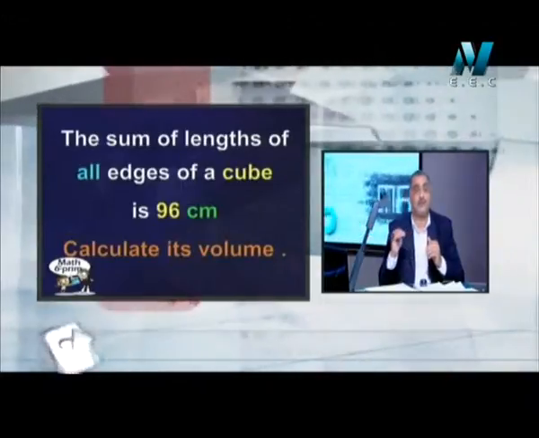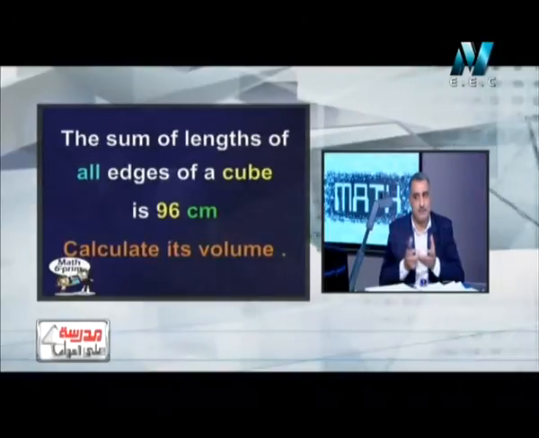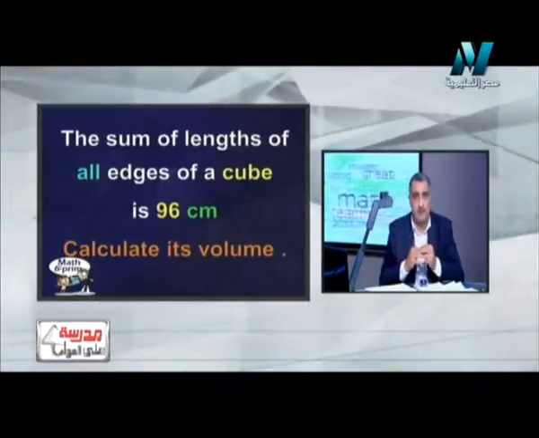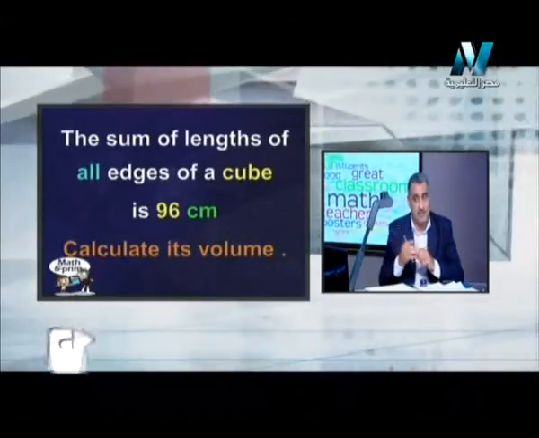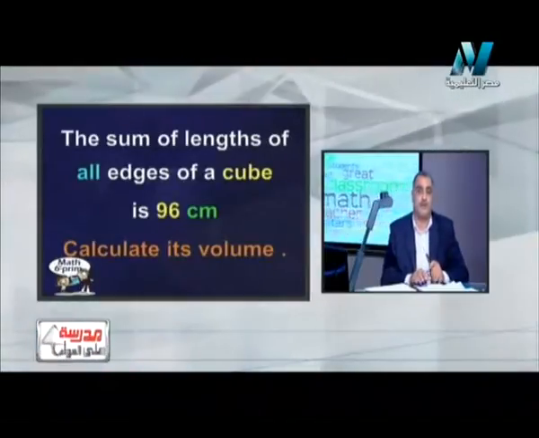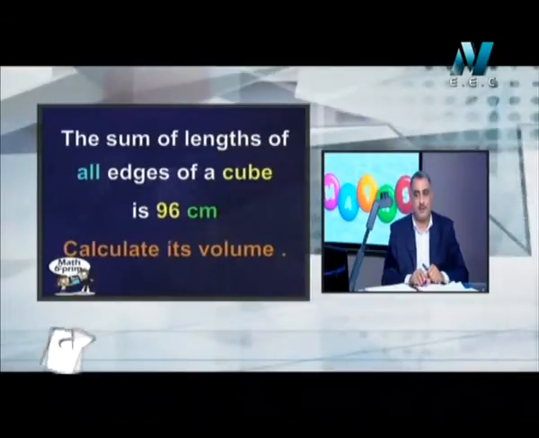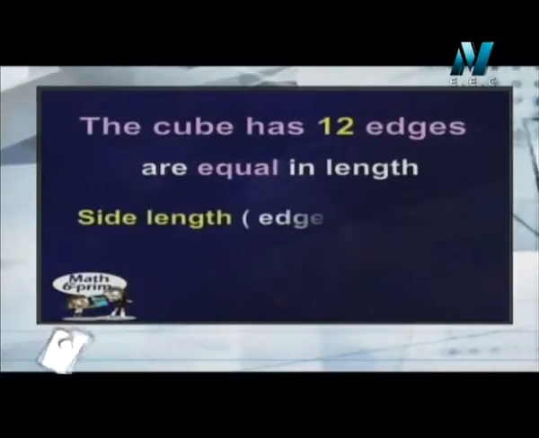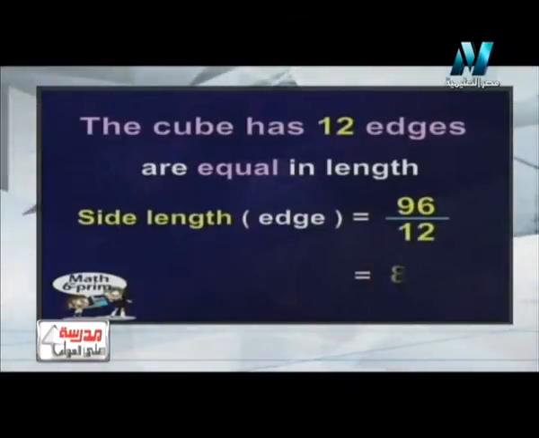How can we deduce the edge length from this information? We have the sum of lengths of all edges. How many edges? 12. How can we find the length of only one edge? Yes, we have to divide by what? We have to divide by 12 to get the edge length. Excellent. The cube has 12 edges equal in length. So the side, which is the edge, equals 96 over 12 equals 8.